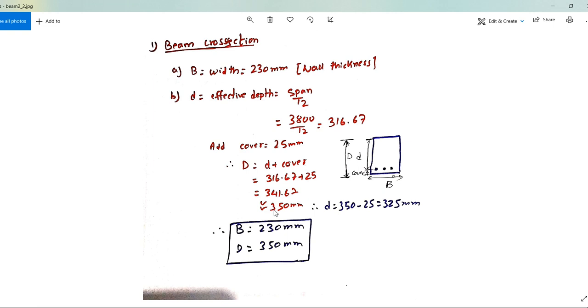Let's round off this value to 350 mm, and so we get the dimensions of the beam: width is 230 mm, which we already assumed as the wall thickness, and capital D, that is total depth, is 350 mm. To find the effective depth, we subtract cover from the total depth, and we get 325 mm. This is the value we are going to use in further calculations.